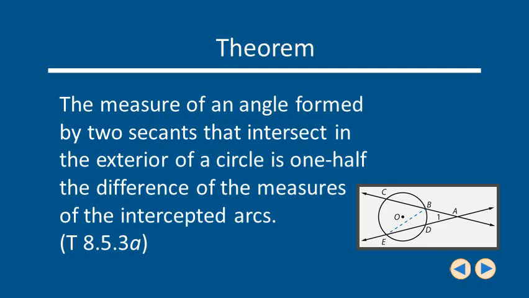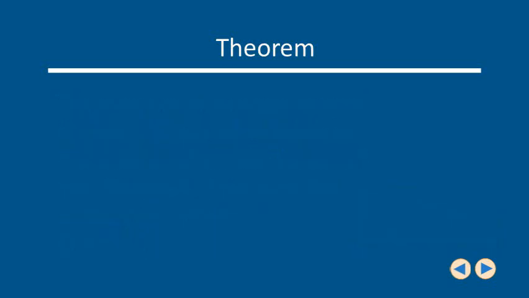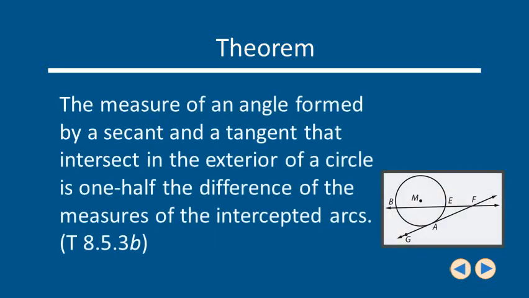So that's why we're subtracting arc BD from arc CE and then dividing that by 2, because angle CBE is an exterior angle and has to equal the value of angle BED and angle BAE, which is angle 1. Okay? So just remember, if it's exterior, you subtract the two arcs and you divide by 2, and make sure you're subtracting the smaller from the larger.